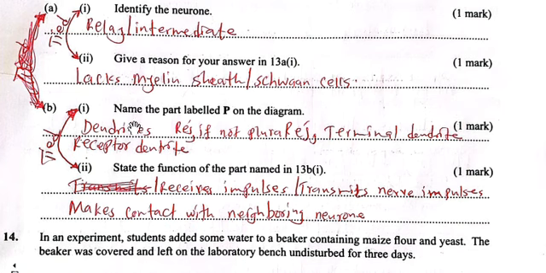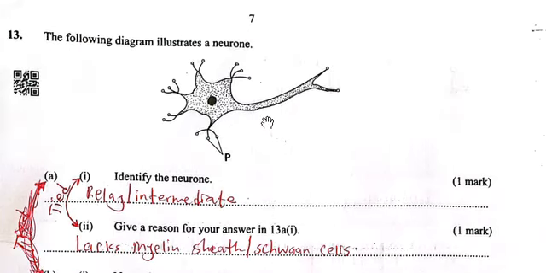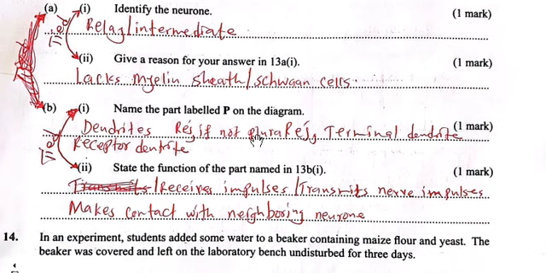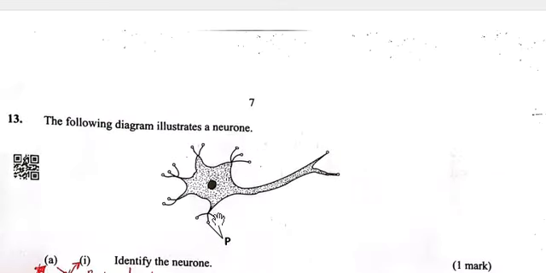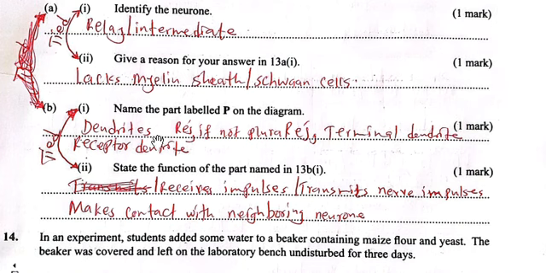Then part B, Roman 1, name the part labeled P on the diagram. The part P is the dendrites. They are dendrites because the label lines are touching on 2 structures. Then state the function of the part named in 13b Roman 1 above, the role of dendrites. The role of dendrites is to receive impulses or transmit nerve impulses. And it also makes contact with the neighboring neurons.